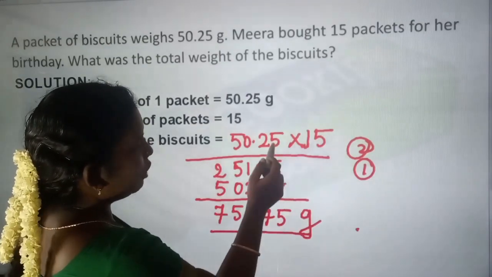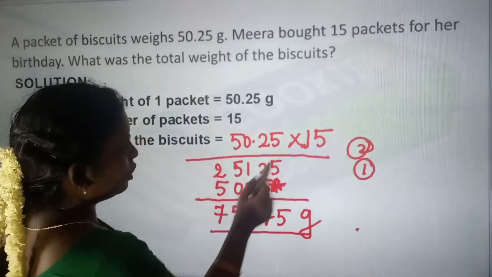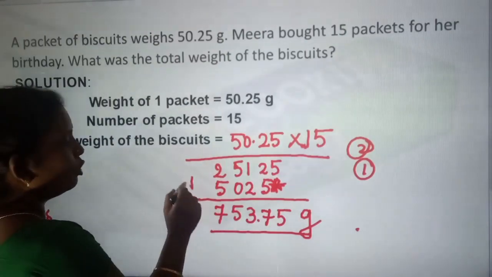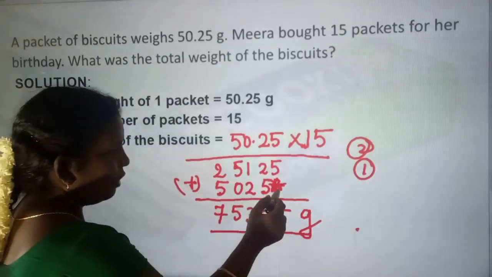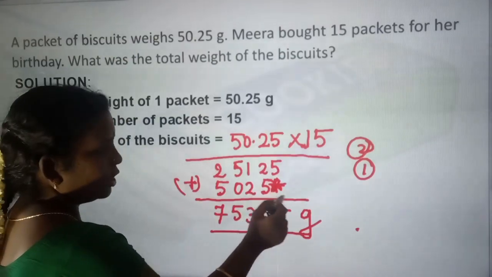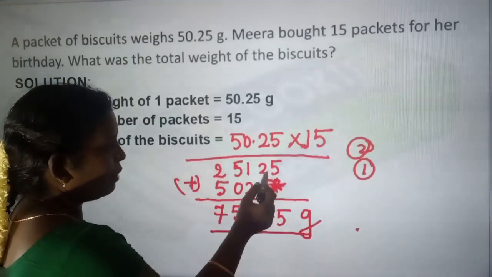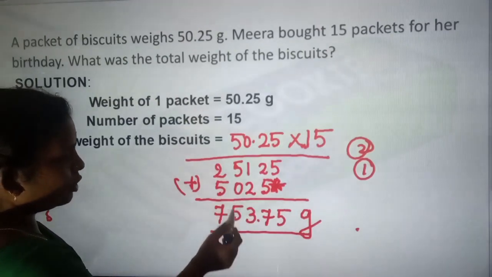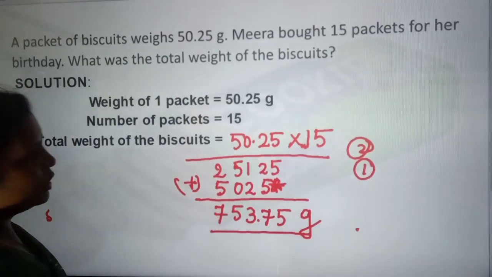Hence, 5 1s are 5, 1 2s are 2, 1 zeros are 0, 1 5s are 5. Next, we are going to add these two numbers. 5 plus star 5 because there is no number. 5 plus 0 is 5. 2 plus 5 is 7. 1 plus 2 is 3. 5 plus 0 is 5. 2 plus 5 is 7.